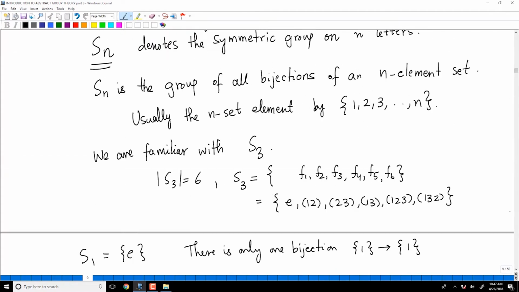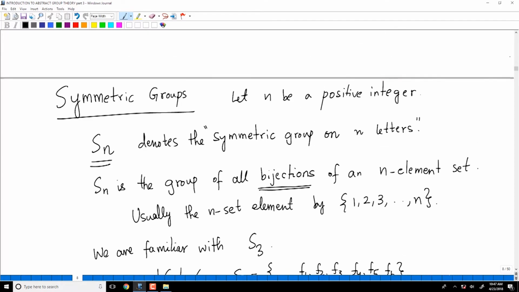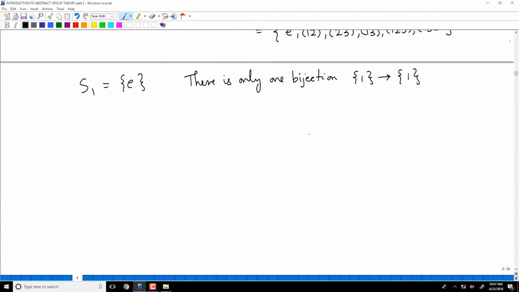I should remark here, of course, that when I say group of all bijections, I mean under composition. Way back in one of the first videos, we saw that bijections under composition form a group. So the binary operation in this group is composition. Every bijection has an inverse, the identity bijection serves as the identity element, and composition of two bijections is a bijection. So this is a group under composition. So S1 is the trivial group, just containing one element.